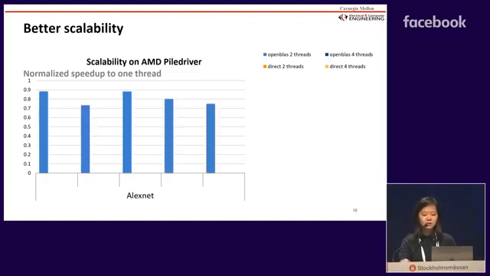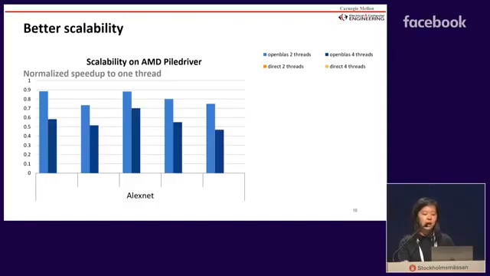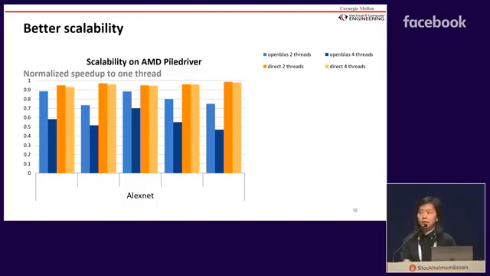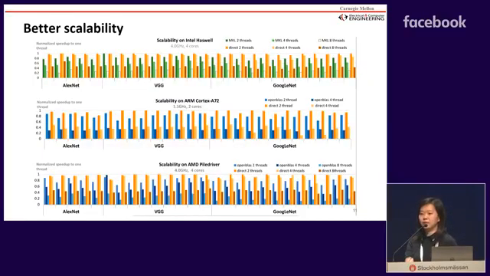So this is the performance of matrix-based convolutions. As you double the number of threads, the performance per core suffers. For our direct convolution, as you double the number of cores, the performance will not suffer. And again, the better scalability is generalizable to different architectures and different networks.